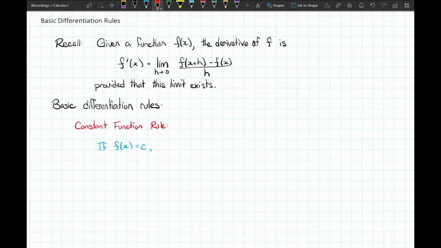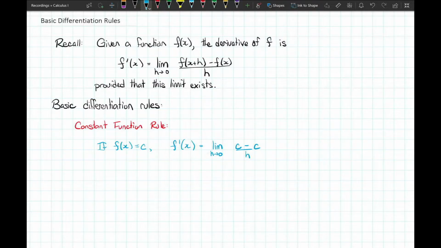Let's suppose that f of x is equal to c. Now, applying this rule, we would say that the derivative of f would be equal to the limit, as h goes to 0, of f of x plus h minus f of x. But since the function is just a constant, it's just some value c, f of x plus h is simply c, and f of x is simply c. And we end up with the limit of c minus c divided by h.